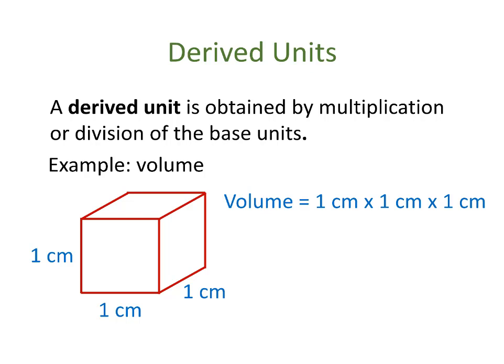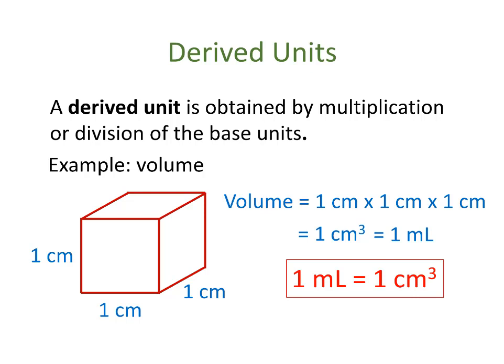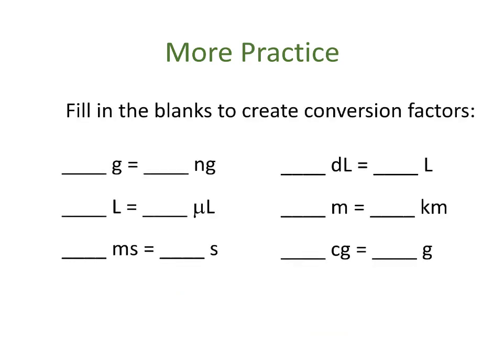Now we make a cube out of it. The volume of this cube is equal to 1 centimeter by 1 centimeter by 1 centimeter. This is the same as 1 centimeter cubed. In chemistry, we have defined 1 centimeter cubed as being equal to 1 milliliter. So you can write 1 milliliter equals 1 centimeter cubed, or vice versa. This is a conversion that you must know, so add this to your list of flashcards. Always know that 1 centimeter cubed is equal to 1 milliliter. Now, do some more practice. Fill in these blanks to create conversion factors for these quantities.